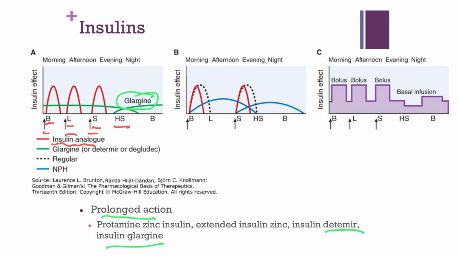Panel B shows a similar treatment, but a little bit more conservative, where injection of NPH insulin twice daily covers the basal glycemia needs for that individual, and then using a short-acting insulin analog or regular insulin covers the prandial or meal-related.